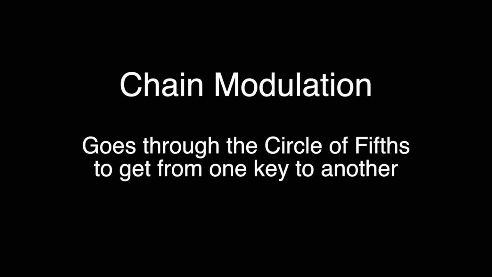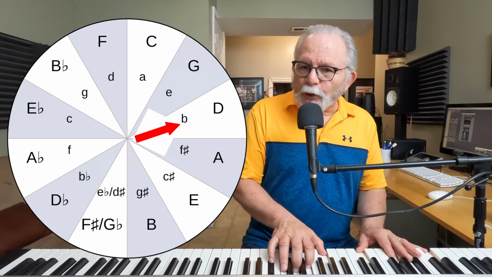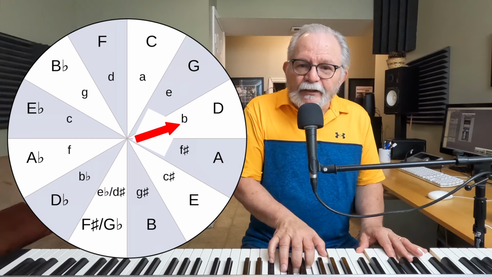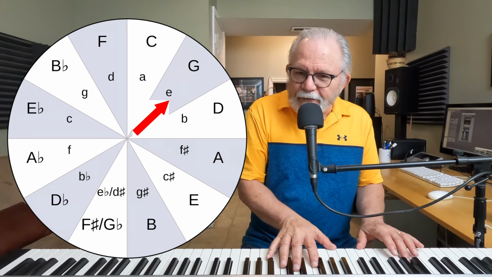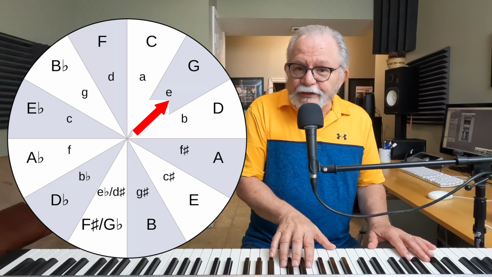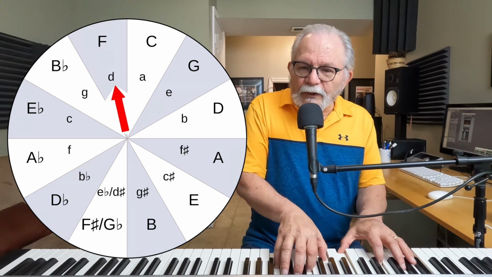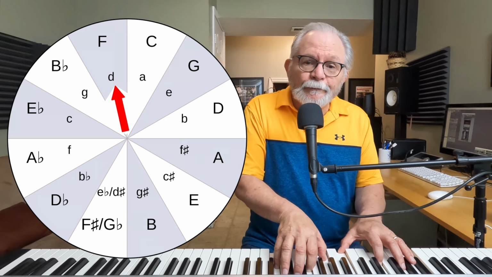The next kind of modulation we want to look at is called a chain modulation. A chain modulation is one that goes through the circle of fifths in order to get from one key to another. And this is usually done with dominant 7th chords because, as you know, dominant 7th chords strongly lean to the next note in the circle of fifths. So say we're starting on C, and it's leading us to F, the next note in the circle.